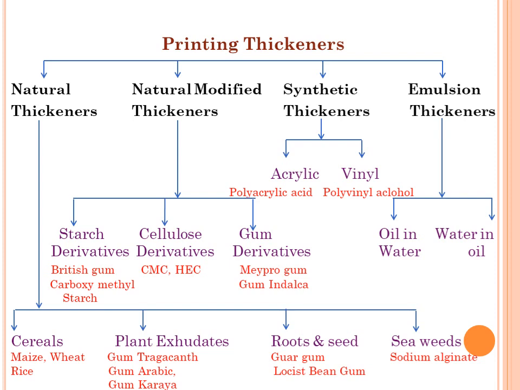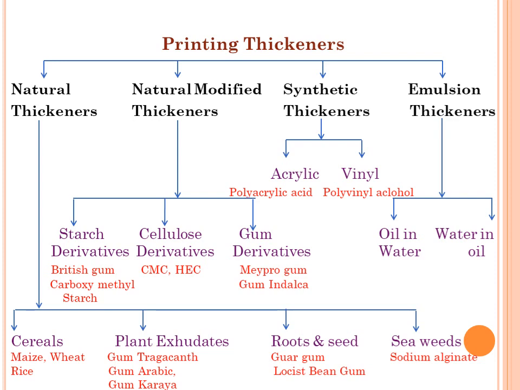Then plant exudates. Some plants secrete a liquid from their bark. We normally know babool is the best example, babool gum. From the bark of the tree, a secretion will be there. Sometimes it will be yellowish or brownish in color. That is nothing but plant exudates that we can use as a gum or thickener for printing. For example, gum tragacanth, gum arabic, gum karaya, and even babool gum can be added into this. These have some medicinal properties also.